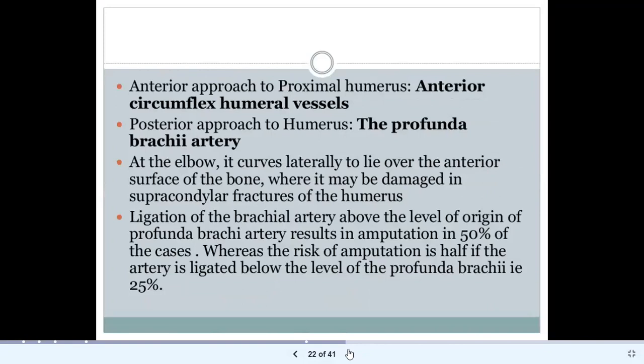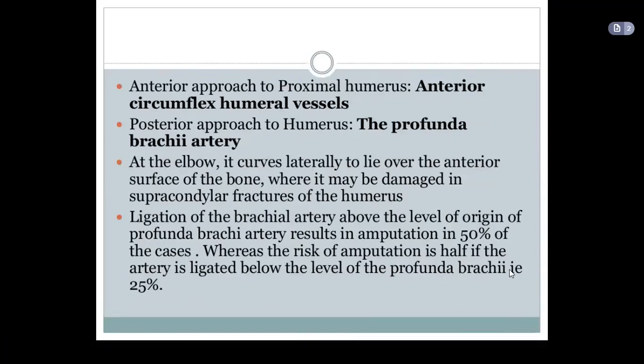But if you ligate below, the risk of amputation would decrease. The risk of amputation is half if the artery is ligated below the level of the profunda brachii. So only in 25% of cases, there will be amputation.